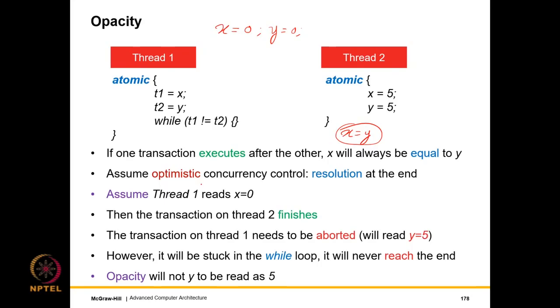But let us assume optimistic concurrency control, where we detect conflicts and also resolve them at the end. Assume thread 1 reads x as 0. Then the transaction on thread 2 finishes. Clearly there is a conflict, and at this point we decide to abort the transaction on thread 1 and allow this transaction to commit. It will set x as 5 and y as 5, and x is equal to y. But look at what has happened.